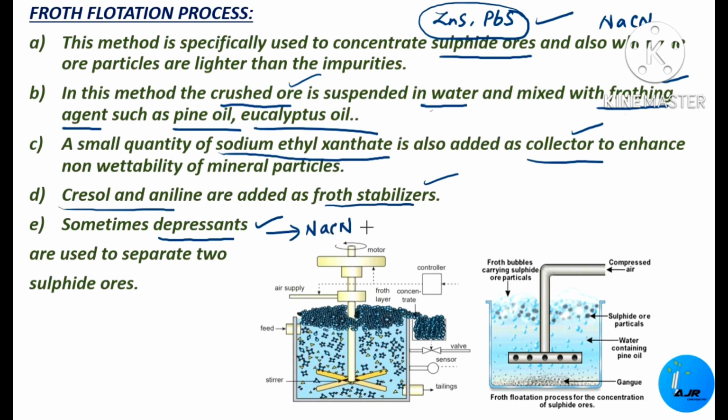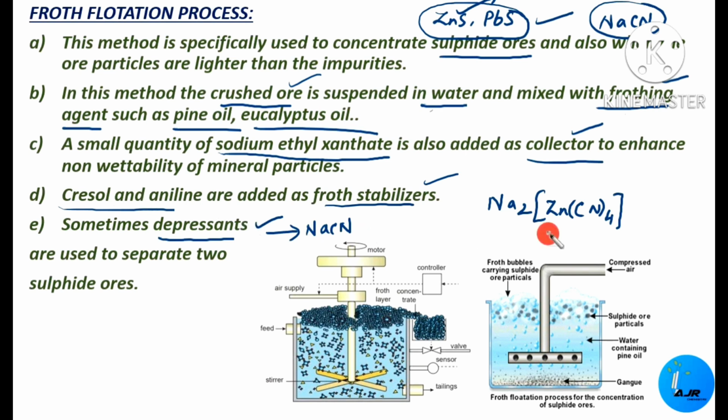What happens is, this depressant selectively prevents the zinc sulfide from coming to the froth by forming a complex. What complex will it form? It will be forming Na2[Zn(CN)4]. See here, this is an important question, why we are adding a depressant. This type of question you can expect in NEET.